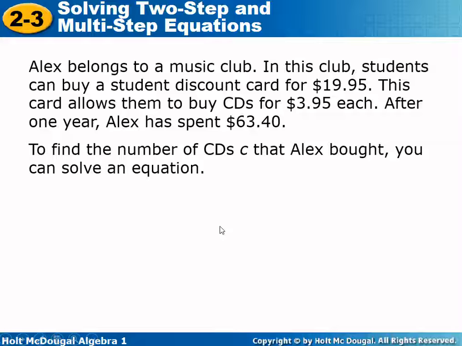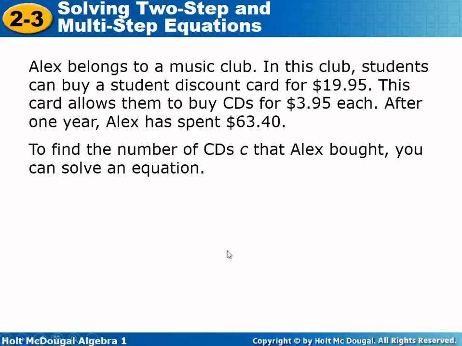This is just an example of when in the real world you might see something like this. Alex belongs to a music club. These used to be quite common before Spotify and Pandora, and I know there's other ones out there now, but it used to be you could get this discount card and then you'd buy CDs. So Alex had to pay $19.95 for a discount card, and then she could get CDs for $3.95 each, which is really cheap. After 1 year, she has spent $63.40.